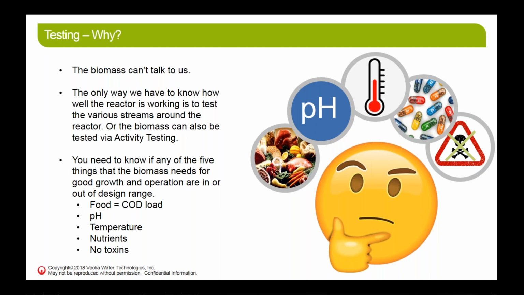Hey guys, glad to be back here with you. So let's talk about testing. Why are we testing at all? Well, the bacteria can't talk to you to let you know how well the system's working. They can't tell you whether it's upset or not. So the only way we know that is to test the various streams around the wastewater treatment plant or the reactor, and also the activity of the sludge. We need to do this testing so we can determine if these 5 important indicators of system performance, food, pH, temperature, nutrients, and toxins, are in or out of the design operating range.